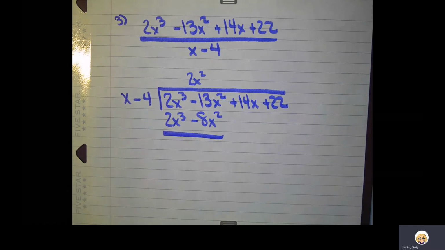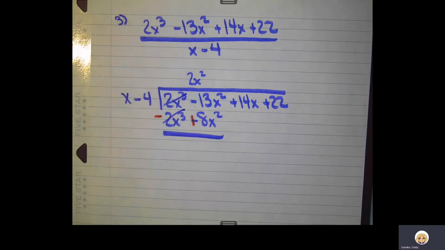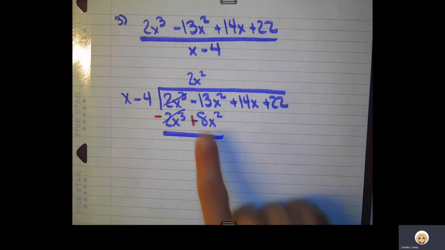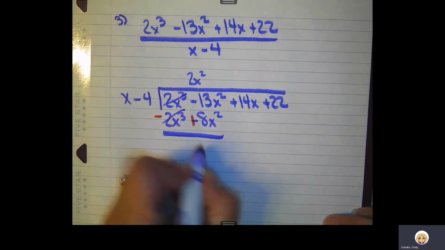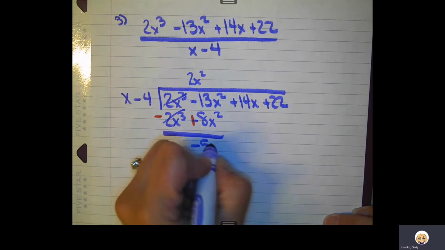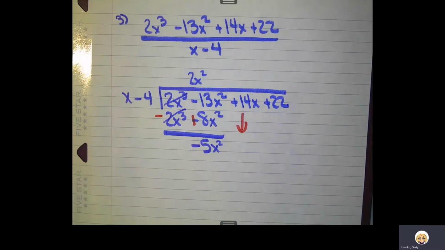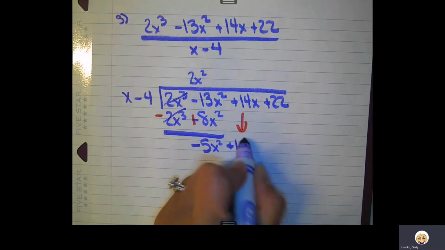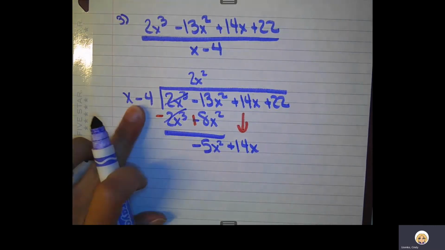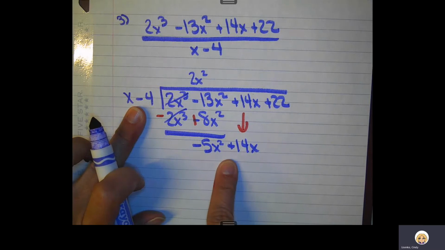To combine, you change the signs of the second polynomial. So I put a minus and a plus. My 2x cubes cancel out, which is what we wanted. If I combine negative 13 plus 8, that becomes negative 5. So I have negative 5x squared. What do we do now? We bring down the next term. So I'm going to bring down the plus 14x. If you're dividing by two terms, you need two terms here.